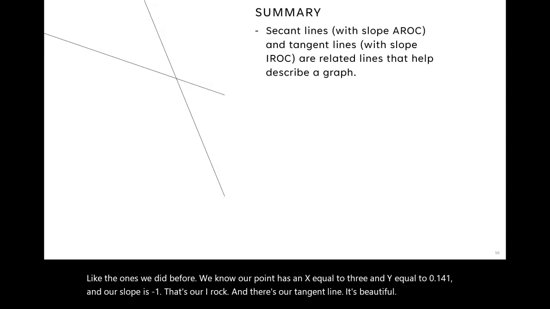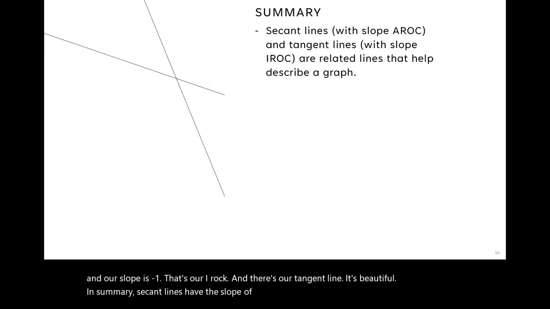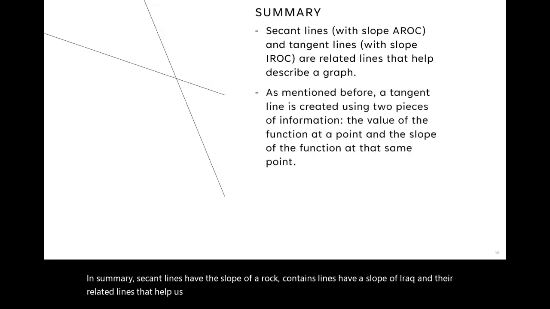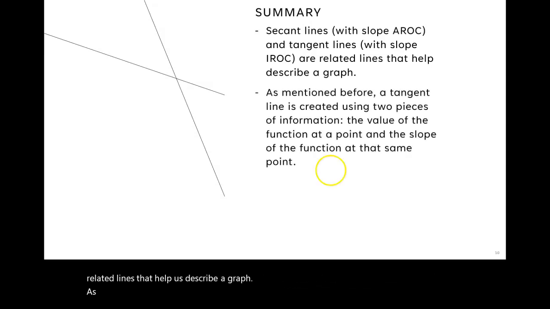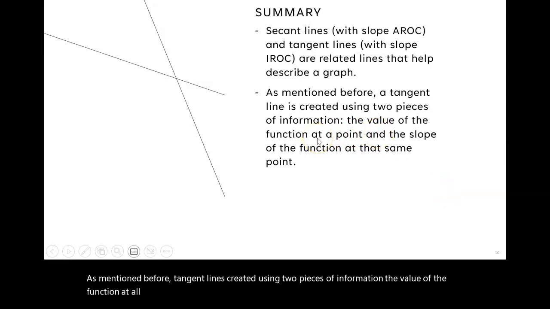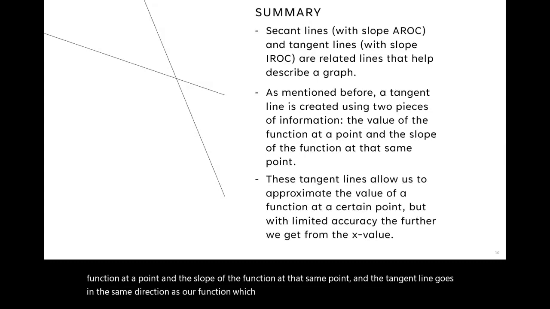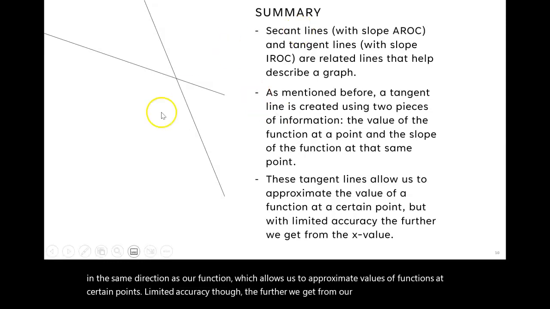All right, in summary, secant lines have the slope of AROC and tangent lines have a slope of IROC, and they're related lines that help us describe a graph. As mentioned before, tangent lines are created using 2 pieces of information: the value of the function at a point and the slope of the function at that same point. And the tangent line goes in the same direction as our function, which allows us to approximate values of functions at certain points. Limited accuracy, though, the further we get from our x value, the less accurate our answer is.